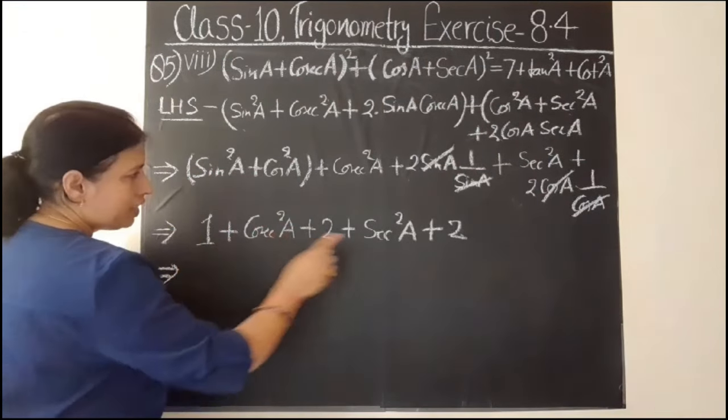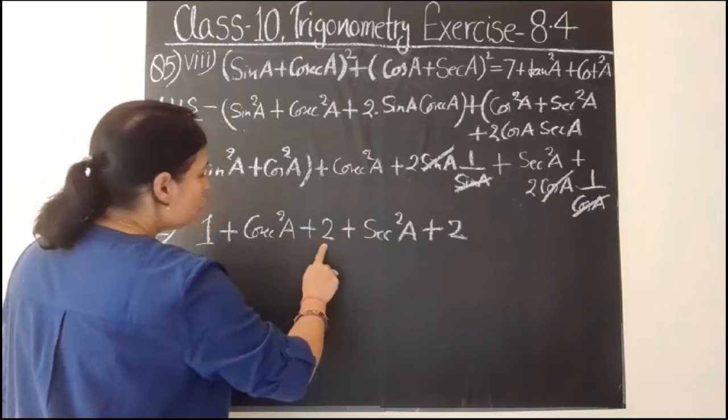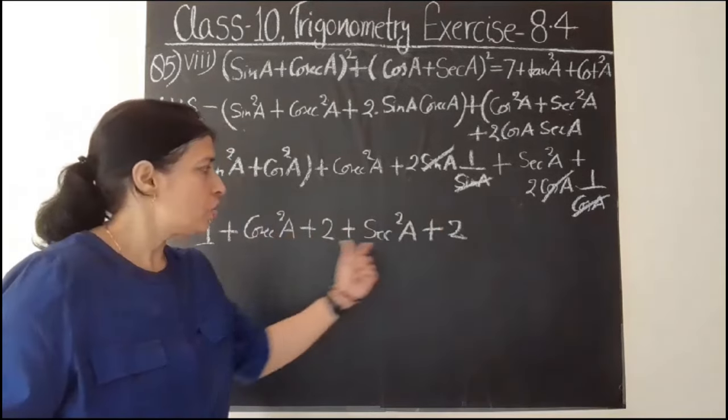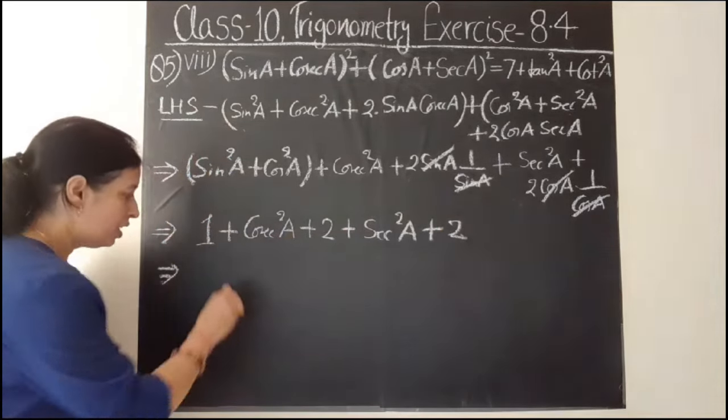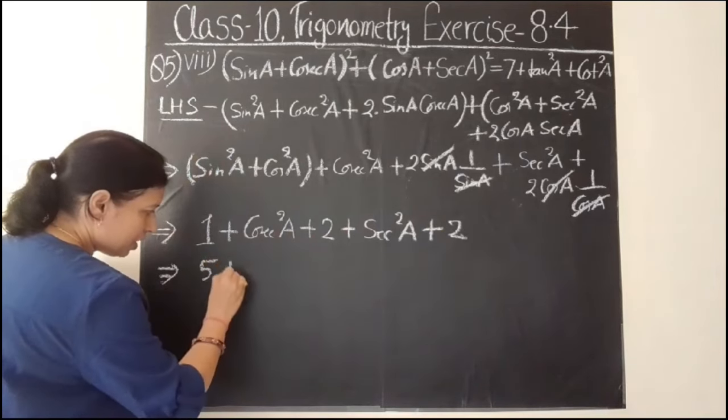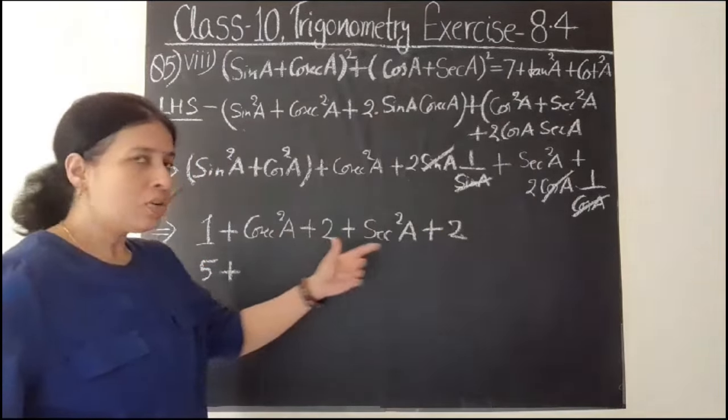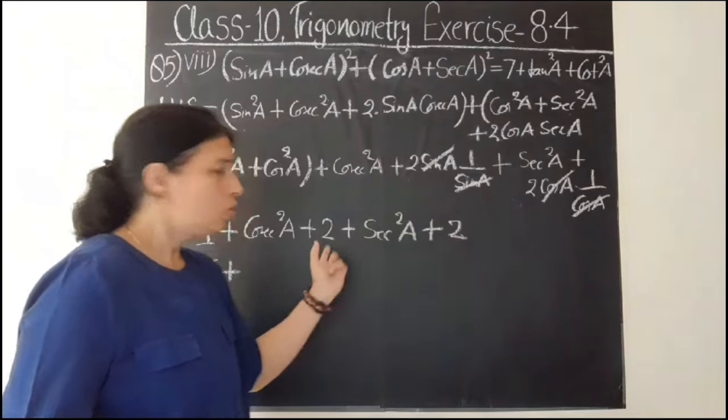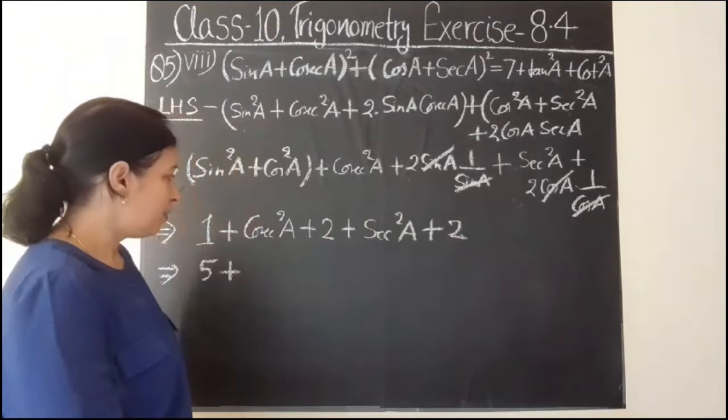So here you can see that this 2 plus 2 plus 1. 2 plus 2 is 4, 4 plus 1 is 5. So write here 5 first. सबसे पहले नंबर को ऐड करेंगे. नंबर दिया है 2, 2 and 1. So it will be 5.